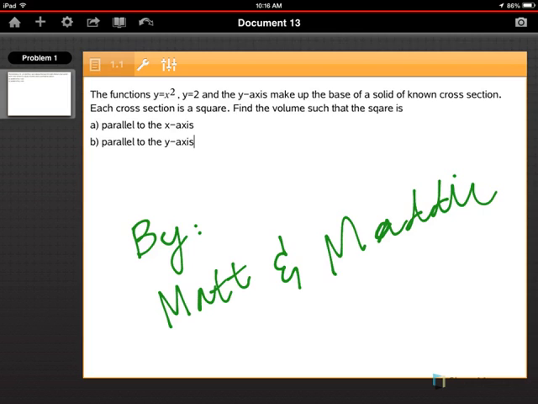Okay, I'll read the problem. It says the function is y equals x squared and y equals 2, and the y-axis makes up the base of a solid of the known cross-section. Each cross-section is a square. Find the volume such that the square is A, parallel to the x-axis, and B, parallel to the y-axis. Alright, so we're going to do number A and graph it.